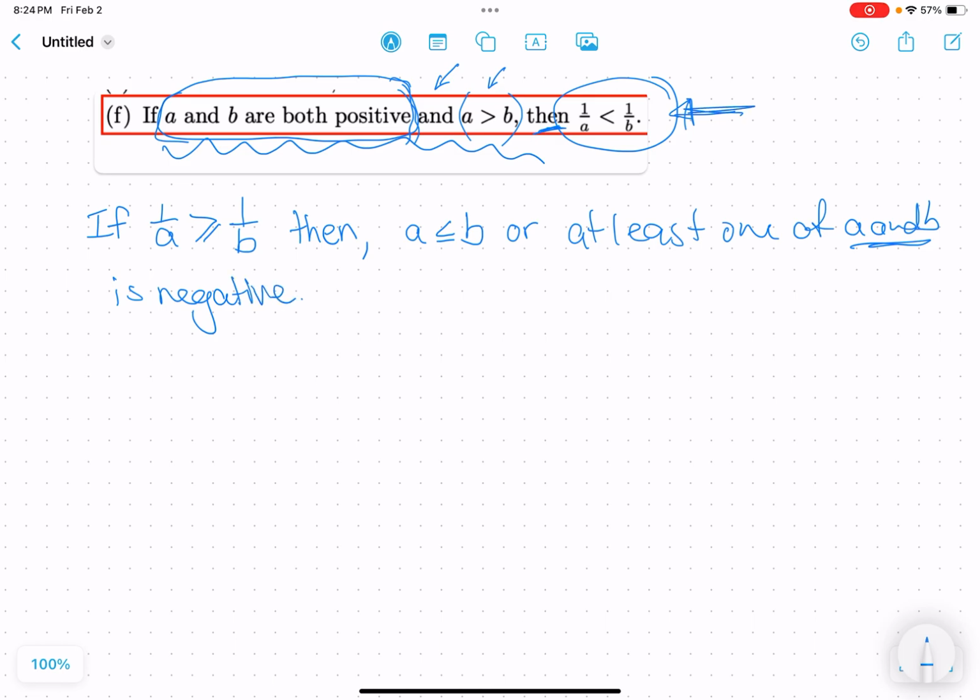Okay, so we went backwards, we negated this, or we contradicted that, so we had 1 on A is greater or equal to 1 on B. Then we contradicted this, so A is less than or equal to B. We contradicted the and, so it becomes or. And then the other statement we contradicted as well, so at least one of A and B is negative. So that's the contrapositive. It's saying the same thing in a different way.